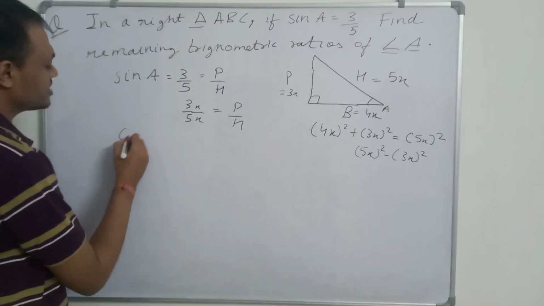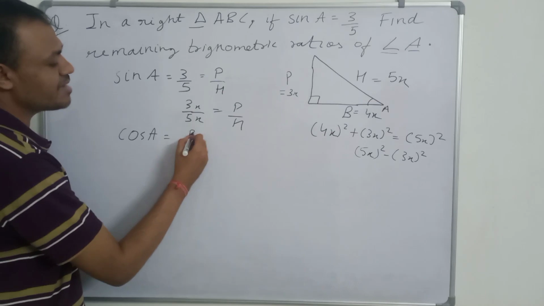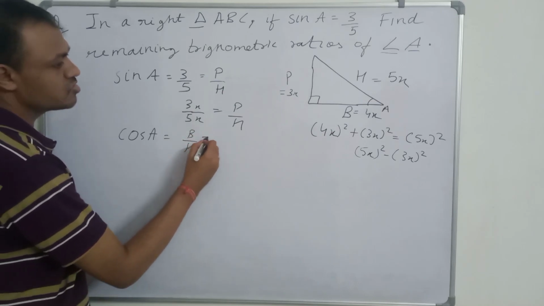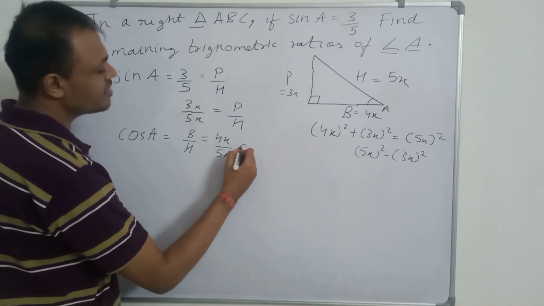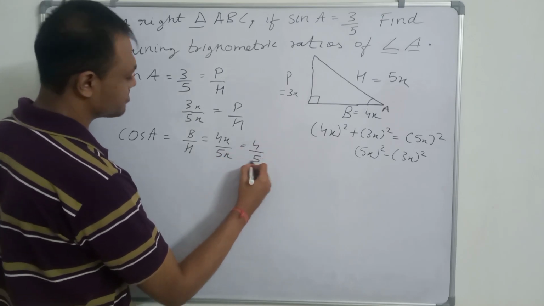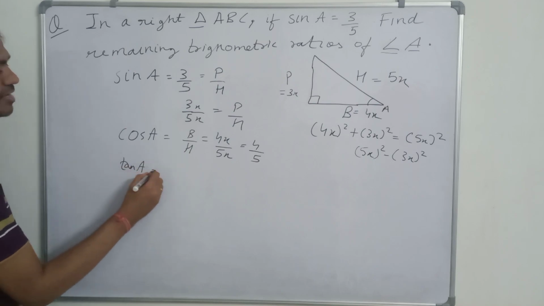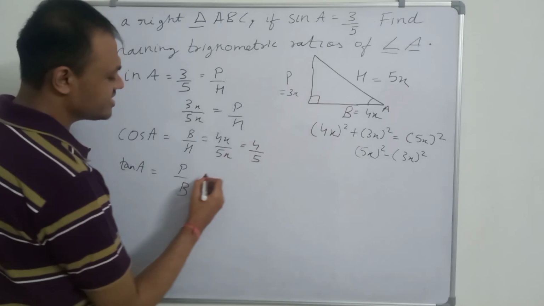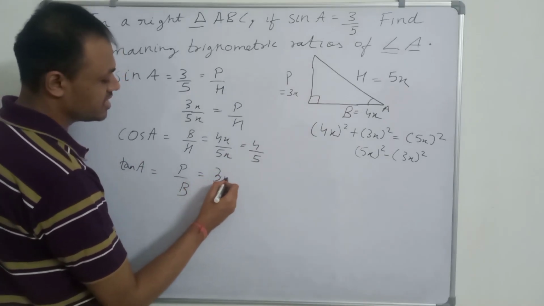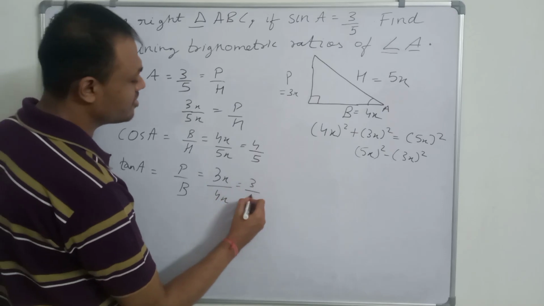Now cos A will be equal to base upon hypotenuse. So base is 4x, hypotenuse is 5x. So it will be equal to 4 upon 5. Tan of angle is equal to perpendicular upon base. So perpendicular is 3x and base is 4x. So tan is 3 upon 4.